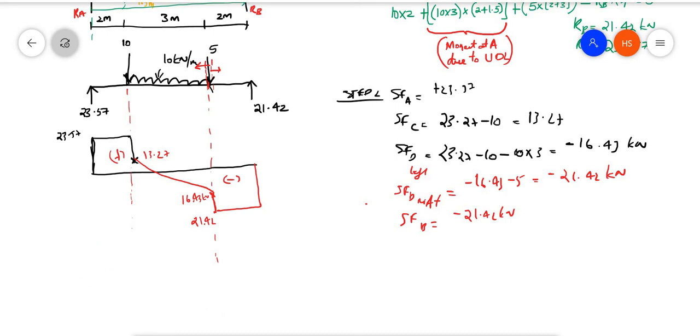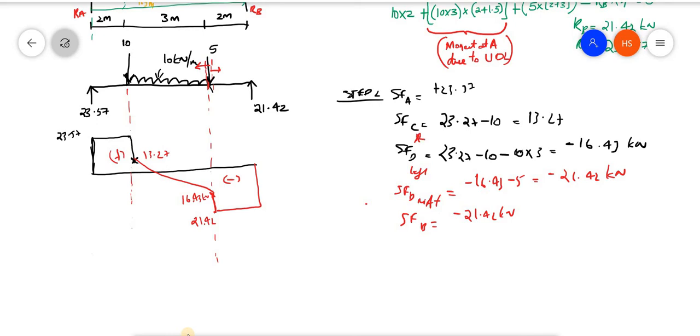The shear force diagram can be drawn like this: shear force at A, then shear force at C, D, and so on. While writing, shear force at A is 23.27. Now shear force at C is 23.27 minus 10. Considering the left of the section it is 23.27, and considering the right of the section it is 13.27.